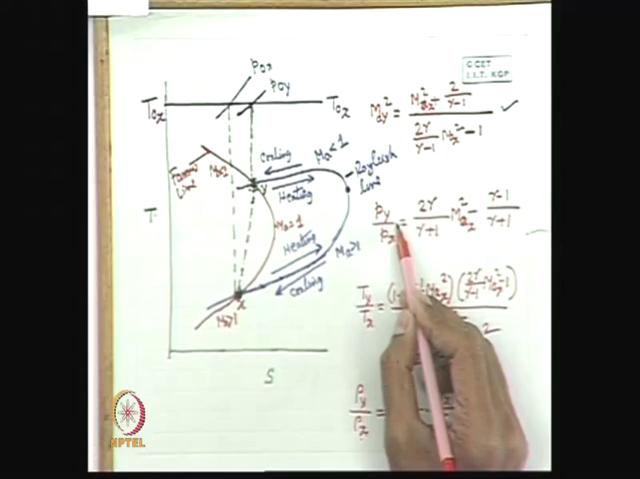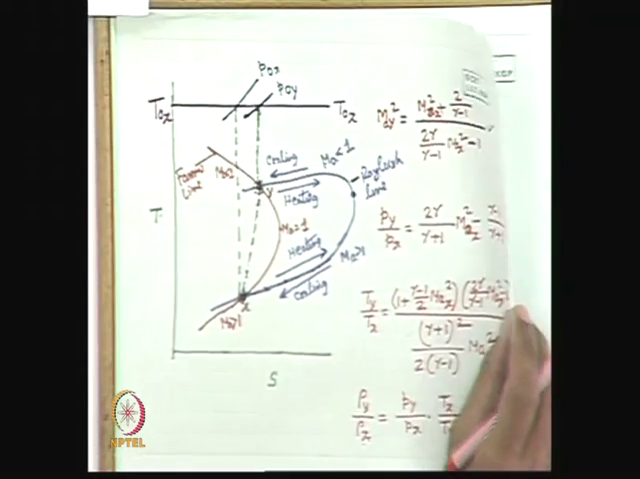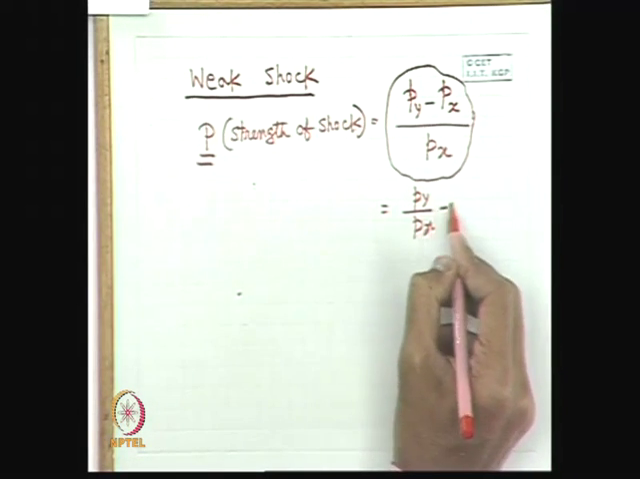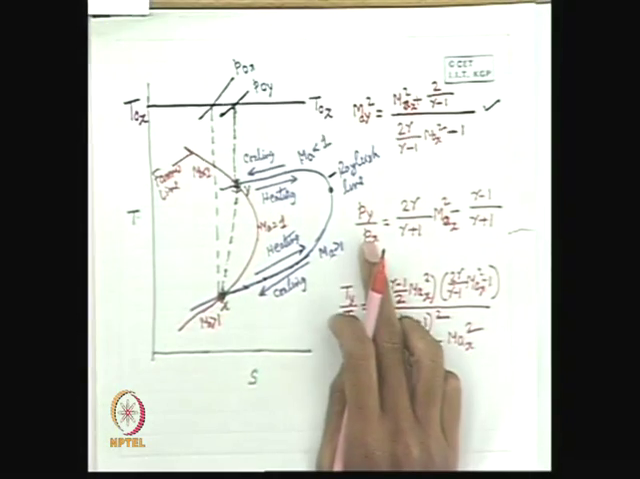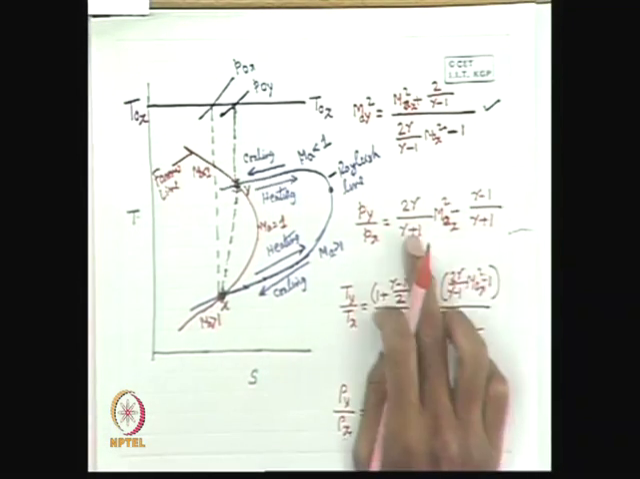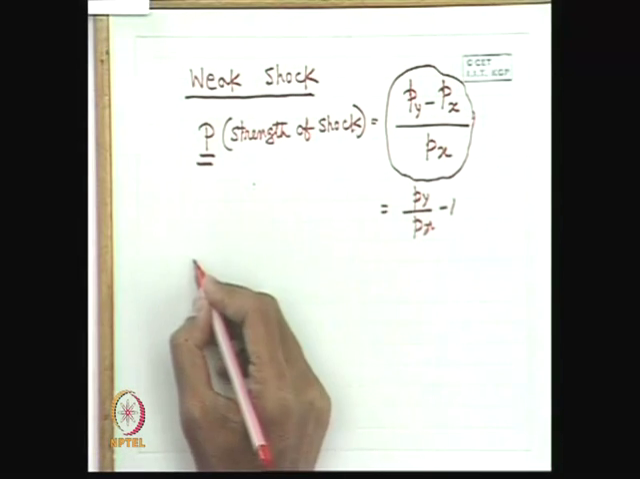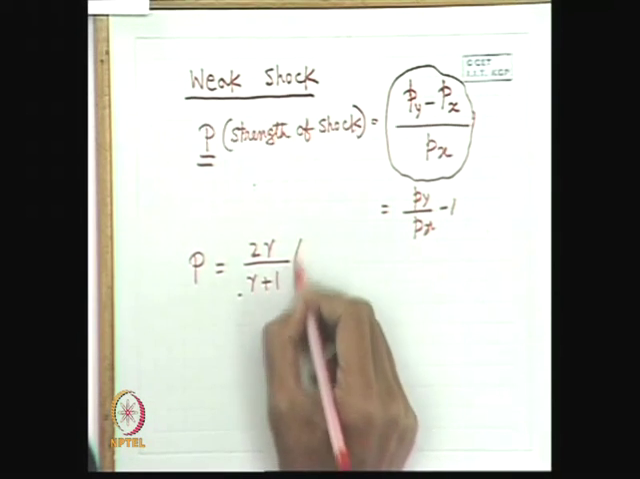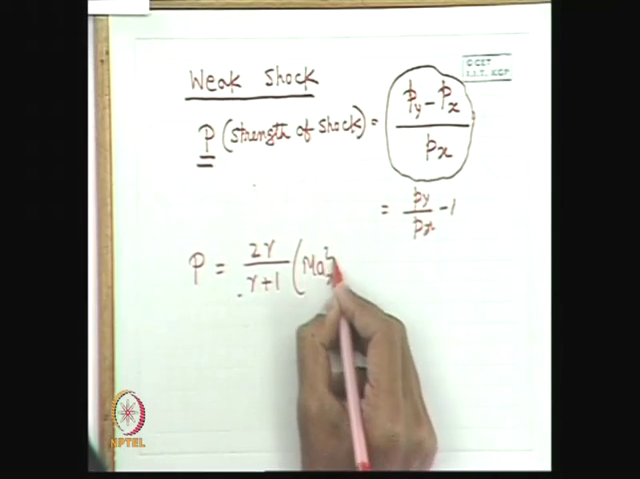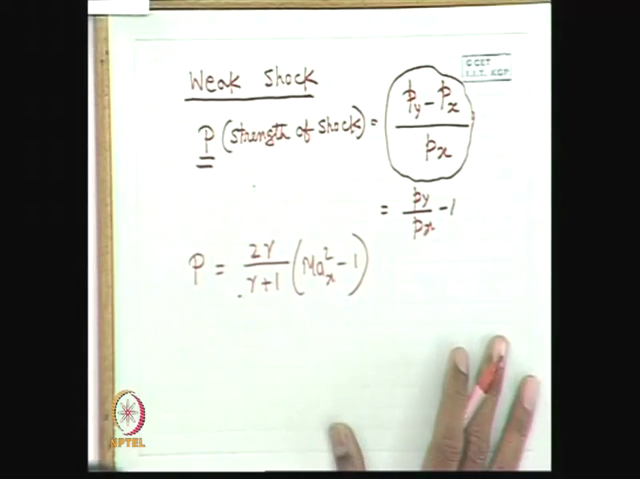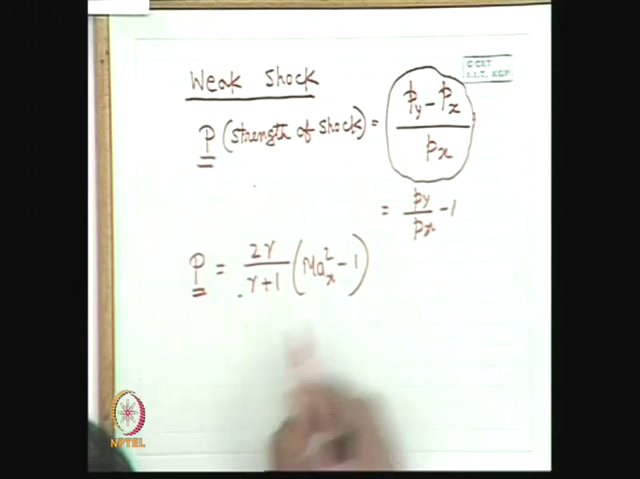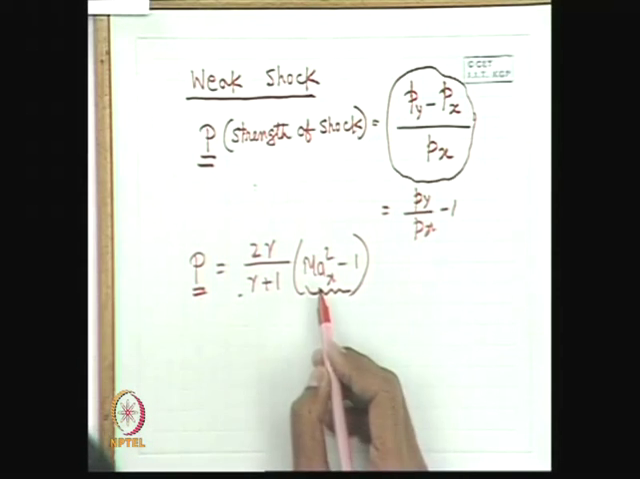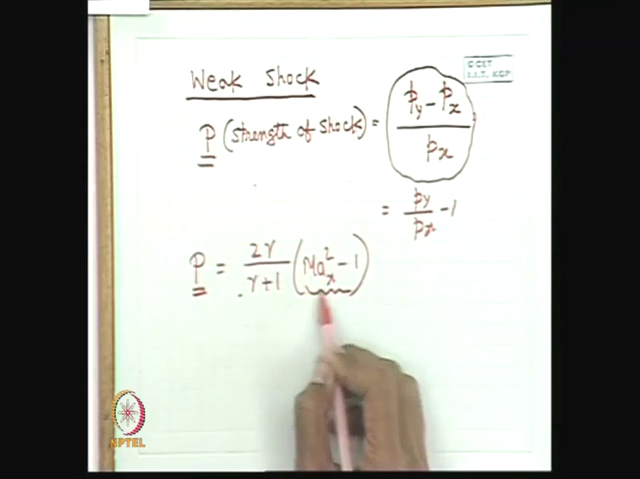Now, if on both sides I subtract 1, this side will be the strength of the shock, because the strength of the shock is Py by Px minus 1. So, therefore, I can write from this equation, by subtracting 1 from left hand and right hand side, that P becomes equal to 2 gamma (Mx squared minus 1), if you do it, it will come like this. So, an interesting feature comes out that when P is very small, Mx squared minus 1 is also very small. So, the strength of the shock is very much related to the initial Mach number of the flow.